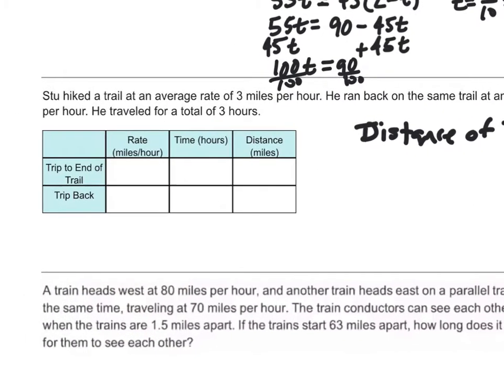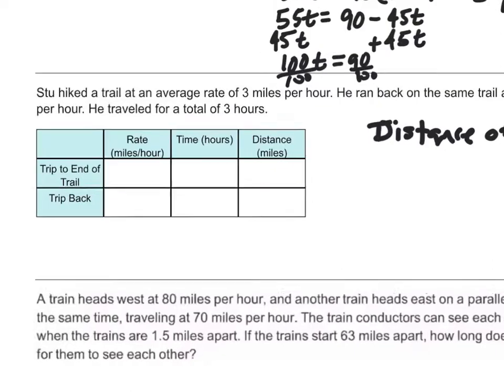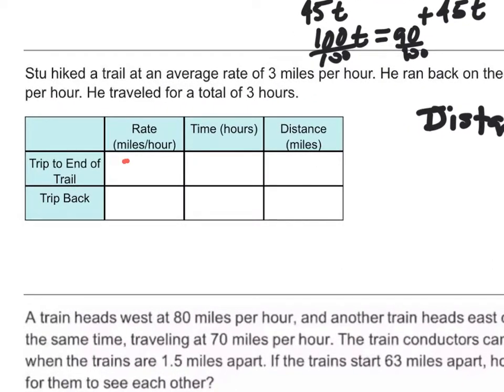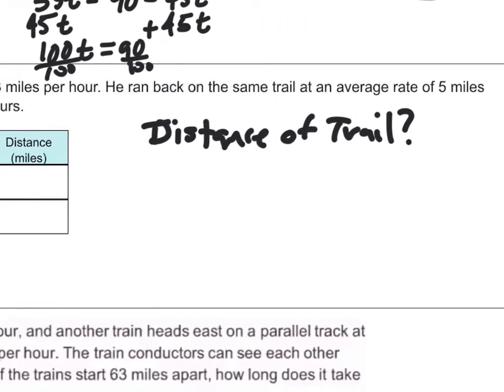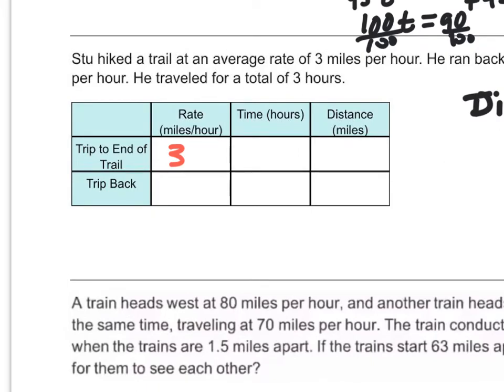And what we know is that Stu hiked a trail at an average rate of 3 miles per hour. So that's the trip to the end of the trail, okay? So that's going to be 3 miles an hour, all right? And then what we also know is that the trip back, he ran back on the same trail at a rate of 5 miles per hour, okay? Now, what we know is that it took a total of 3 hours to do the whole thing. So I'm going to give some time, t, going there, all right? And then I'm going to do 3 hours minus the time going there for the trip back.